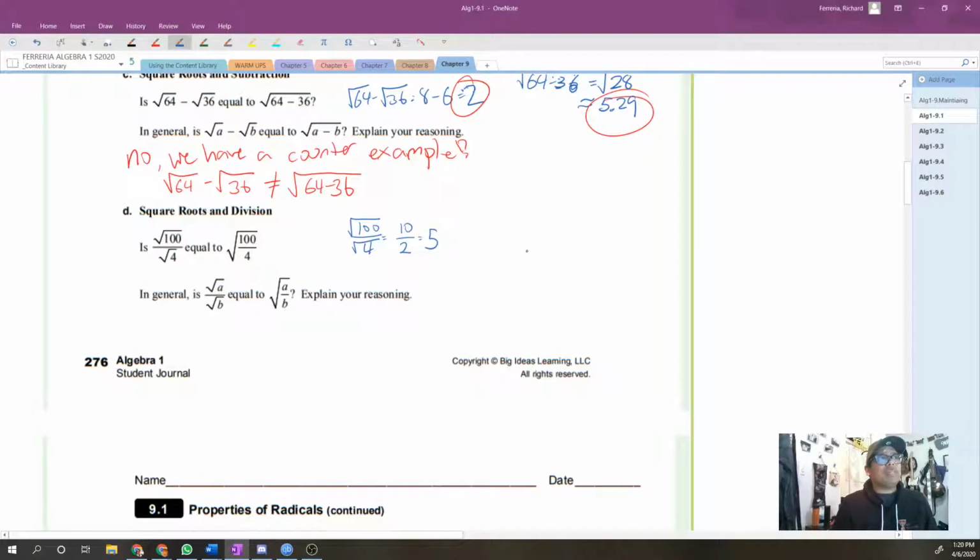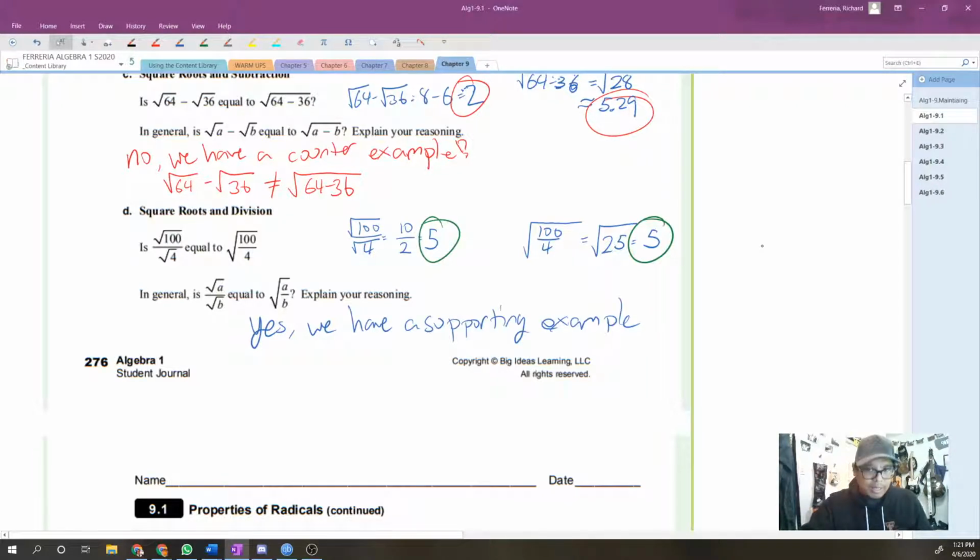Next, let's do the division first and then take the square root after. So 100 divided by 4 is 25, and the square root of 25 is 5. This is good because the two are equal to each other. So is the square root of a over b equivalent to the square root of a over the square root of b? Yes, it is. We have supporting evidence. Remember, we didn't prove that it's true. We just have an example that shows that it worked out this one time.